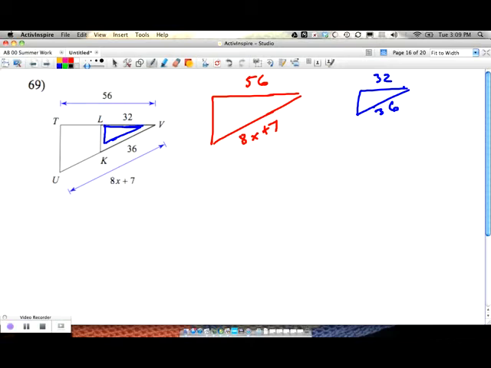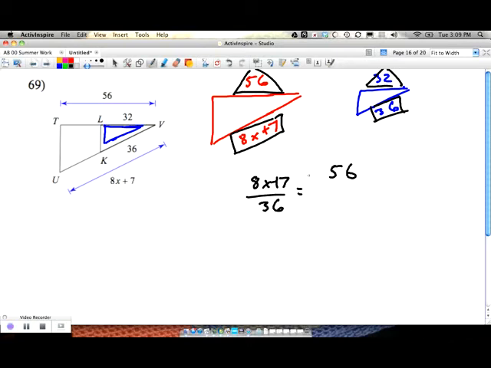So we still want to match corresponding sides. So let's box this 8x plus 7. That means that we need to box the 36. And then the 32, we'll put that in a triangle. And that's going to match up with 56. So let's start with the 8x plus 7. So we got 8x plus 7 over what corresponds to it? The 36. Then on the other side, we have 56, which is going to correspond to 32.